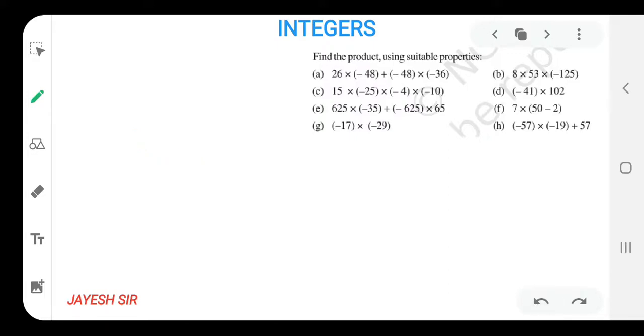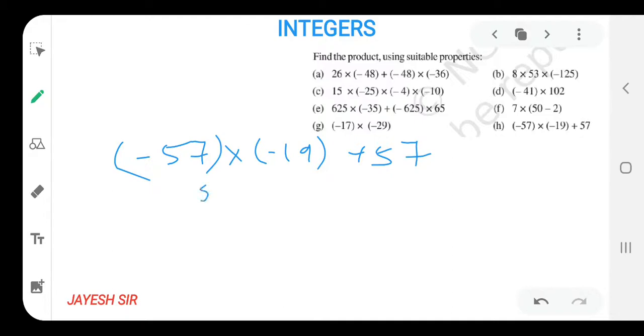Yes, friends. So minus 57 into minus 19 plus 57. First thing what I will do, as I don't know how to multiply minus 57 into minus 19, and I am assuming you also don't know how to multiply such big numbers. So first thing what we can do, 57 into 19, minus minus would become plus. So let's first remove the sign. 57 into 19 plus 57.